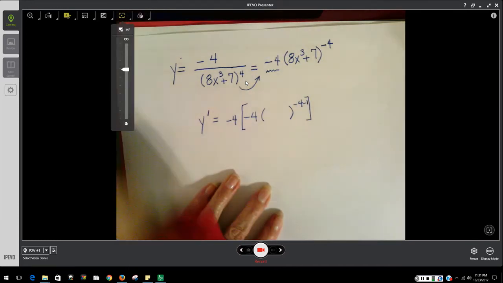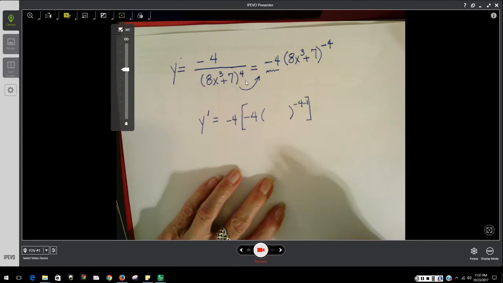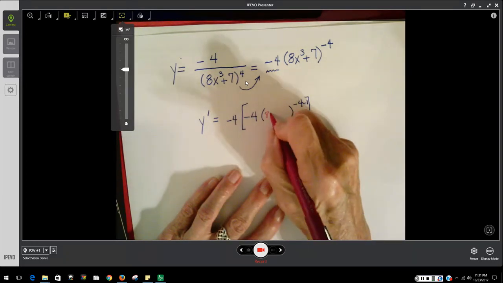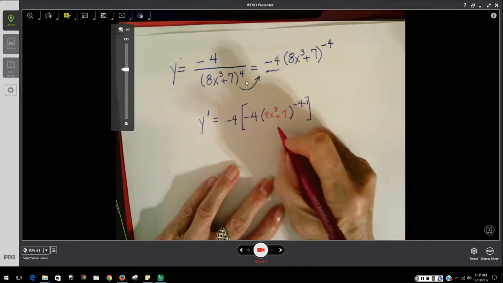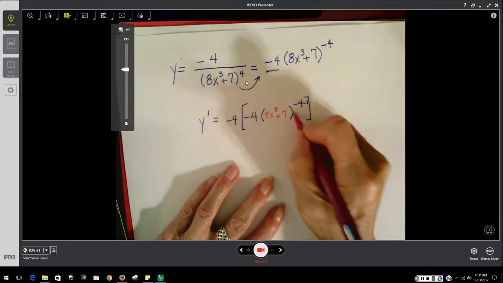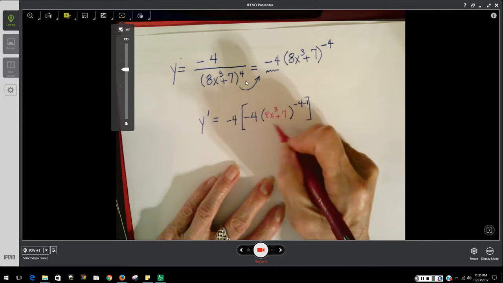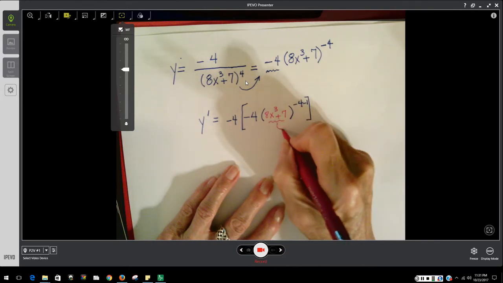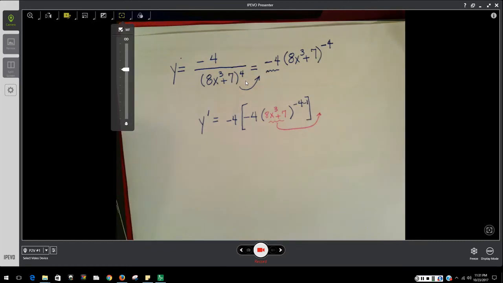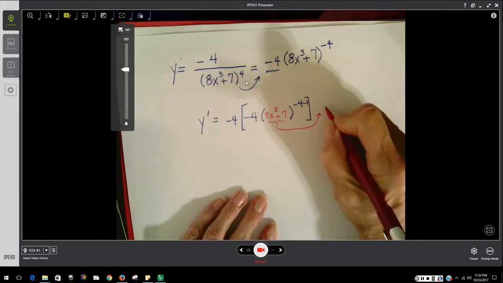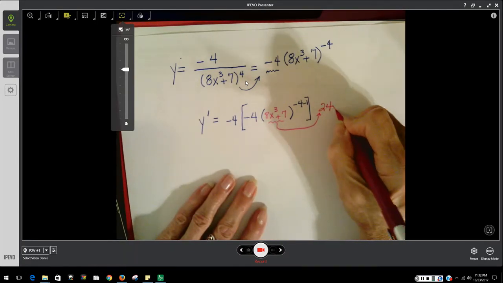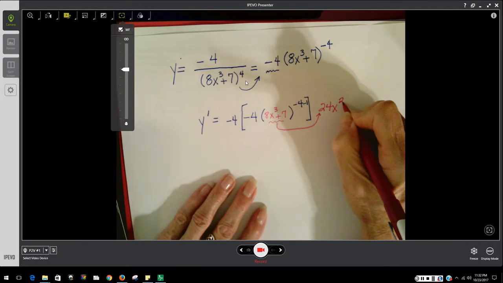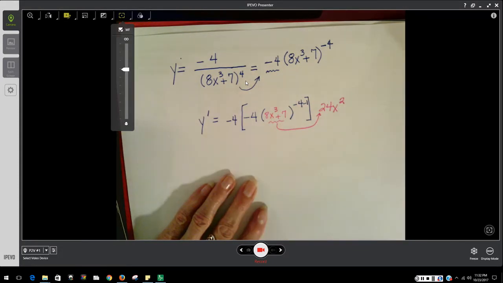Then we have what's inside those parentheses, and that is 8x cubed plus 7. And since this is a chain rule problem where this is the outside of the function and this is the inside of the function, the inside of the function has to have its derivative added to this product now. So the derivative of 8x cubed is 8 times 3, as 3 times 8 is 24x squared. And then plus 0 for the derivative of 7.